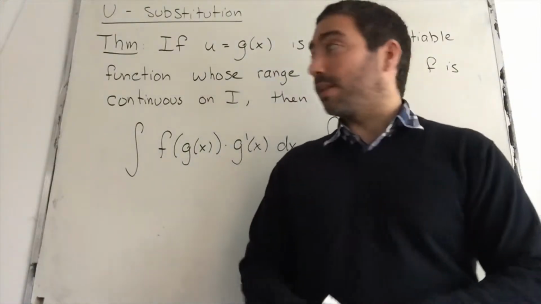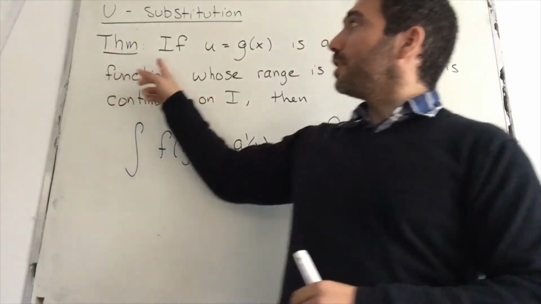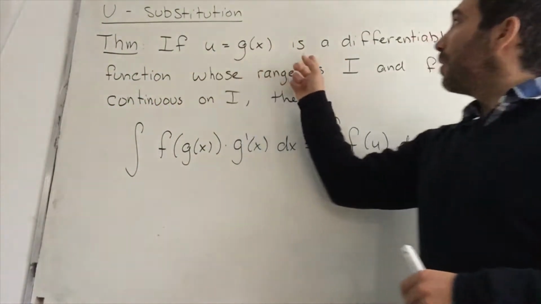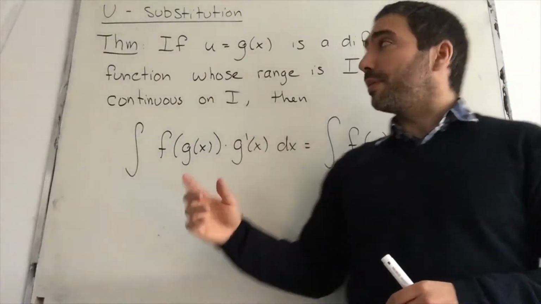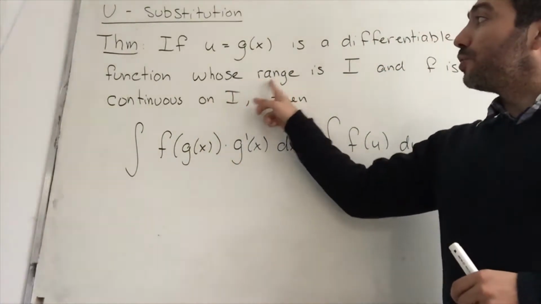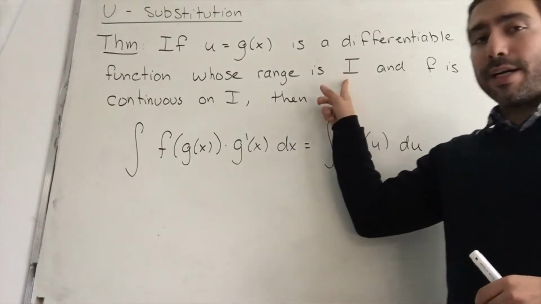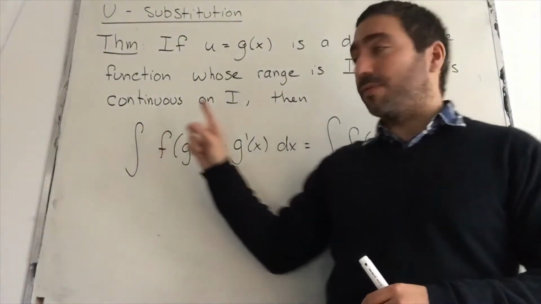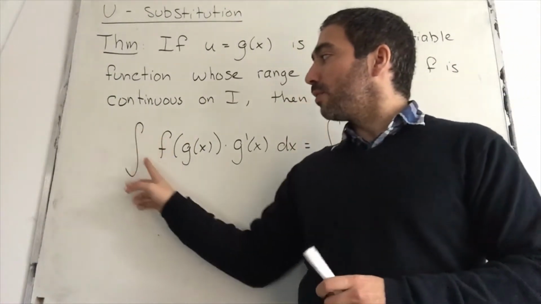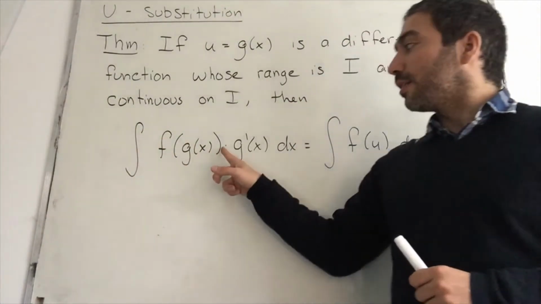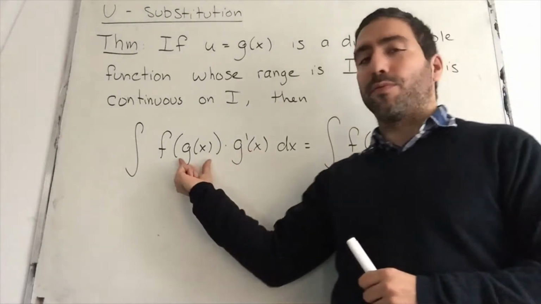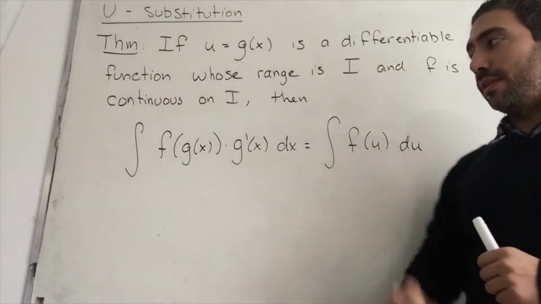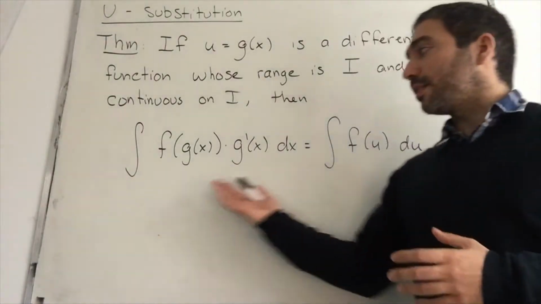So let's look at the claim. U substitution states that if you let u equal g of x, so you're calling this function g of x u, which is differentiable, we could take its derivative, and whose range is capital I, so the interval I, and f is continuous on that interval, then we say that the integral of f composed of g of x times g prime of x, the derivative of what's inside the f, dx, is equal to the integral of f of u du.